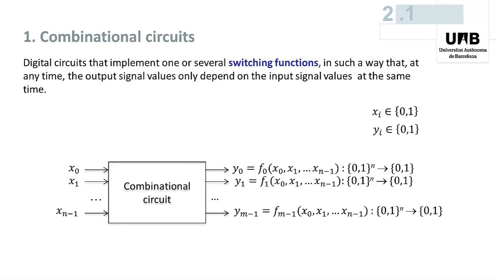And first, let us define the concept of switching function. A switching function is a binary function of binary variables. In other words, an n-variable switching function associates a binary value, could be 0 or 1, to any n-component binary vector.